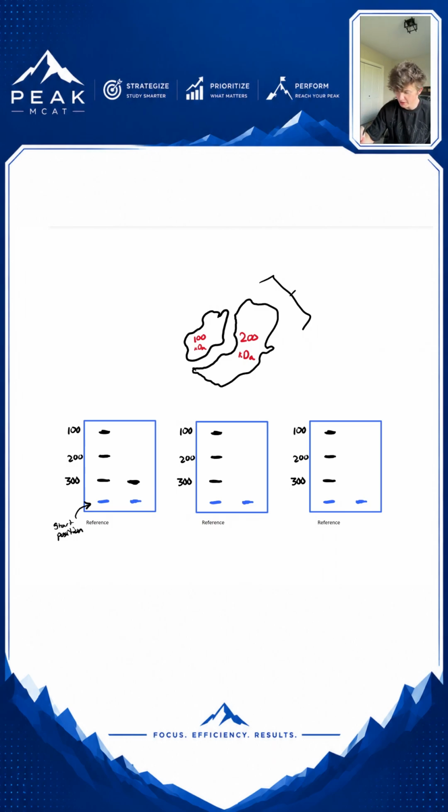For this problem, I want you to consider this protein. It is a dimer consisting of 2 subunits, one that is 100 kilodaltons and another that is 200 kilodaltons in weight. This makes the total weight of the protein 300 kilodaltons.